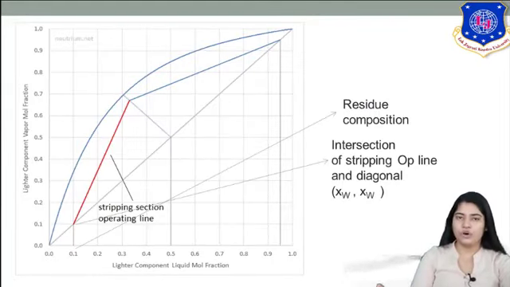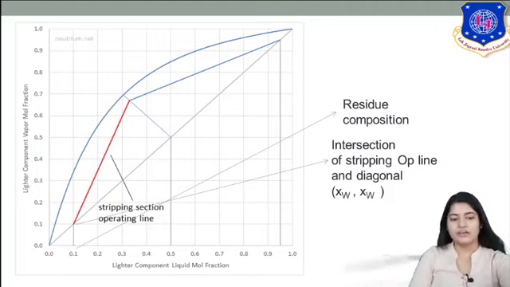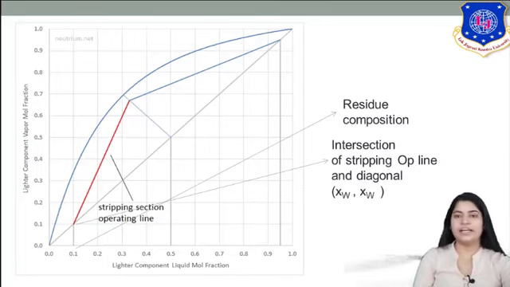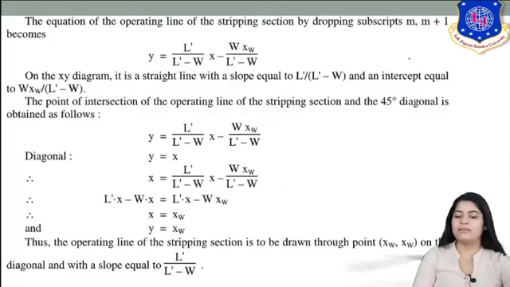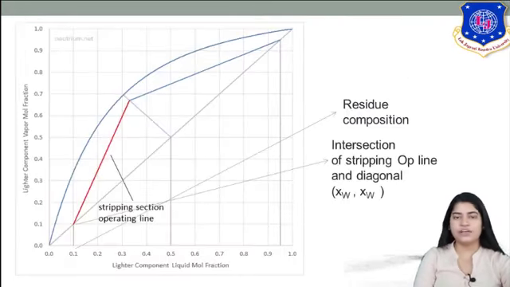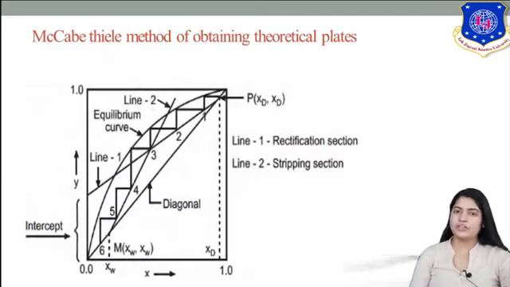Hence you can see how operating lines of both the sections are obtaining. Now the red line is what? It is stripping section operating line. So you can see the point where diagonal and this line intersect, it is obtained at XW point. Okay, that is the intersection point. And what is XW? It is the residue composition. Okay, now the slope of this line is what we saw here, L bar upon L bar minus W. So this way you are plotting your operating line of enriching section and stripping section. The next topic is McCabe-Thiele method of obtaining theoretical plates. Okay, so when your distillation column it is designed, right, you know your product specification.